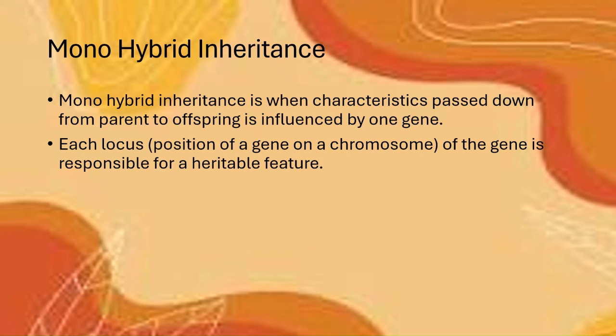So monohybrid inheritance. So monohybrid inheritance is when the characteristics passed down from parent to offspring is influenced by one gene. So the clue here is mono. Mono means one, so yeah, it is influenced by one gene only. So each locus, which basically means position of a gene on a chromosome, is responsible for this feature.